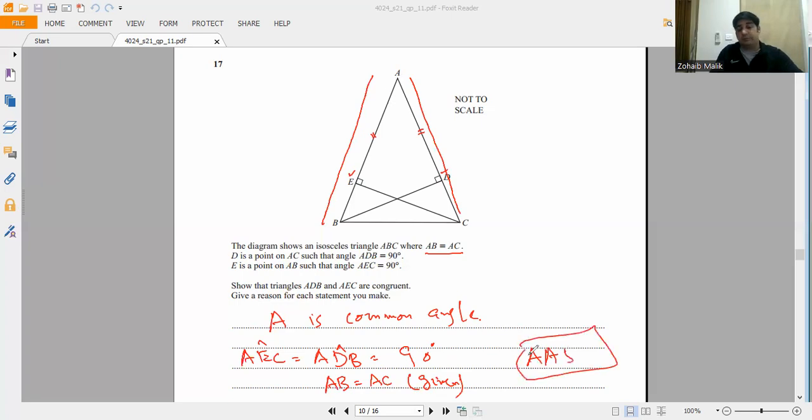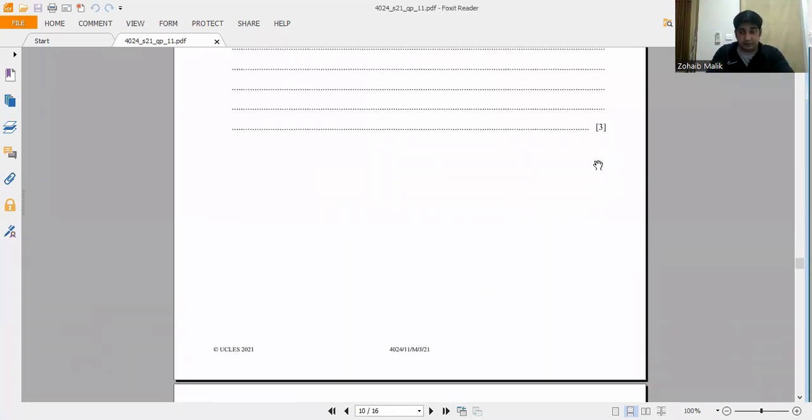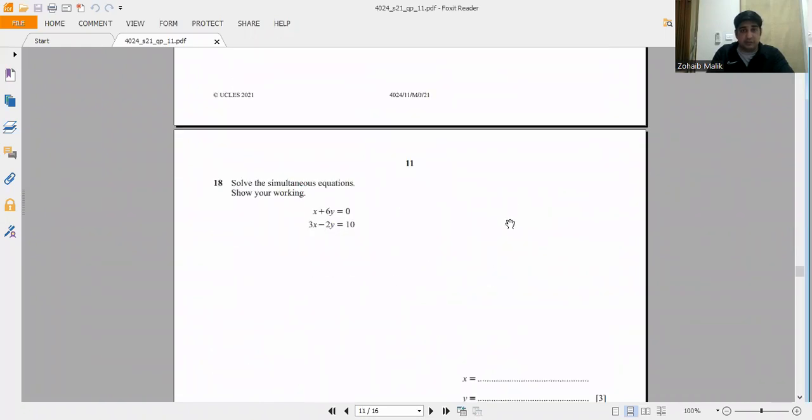Always remember, giving the name of the property is very important, because 1 mark is for this property. If you don't write the property, you will miss out on 1 mark, or in simple words, you lose it. Otherwise you would be getting 2 marks.